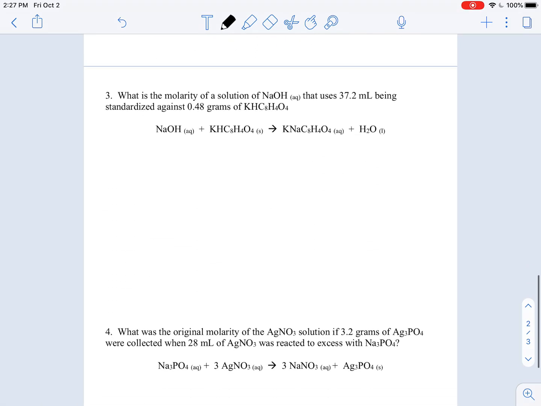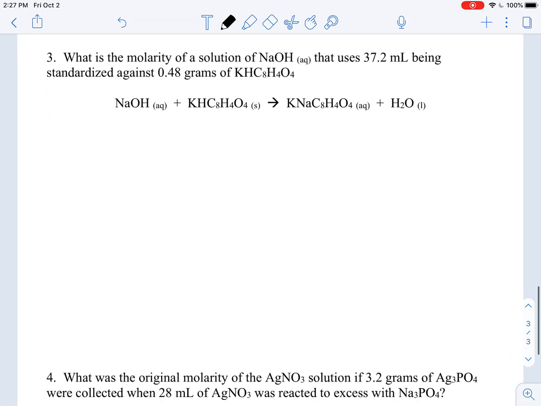Number 3 says, what is the molarity of the solution? So now I want the molarity of the solution. So what did they tell me? Well, they told me that I had 37.2 milliliters of this stuff. So I can go ahead and throw that in. That's 37.2. Again, that's a real world measurable kind of a thing. But it also told me that I had 0.48 grams of this stuff. And I want to know what the molarity is.